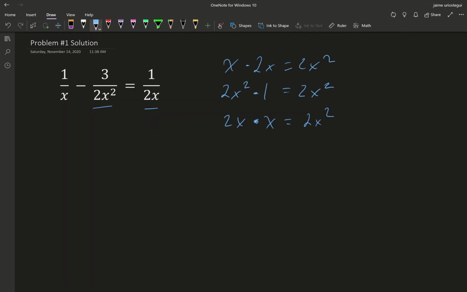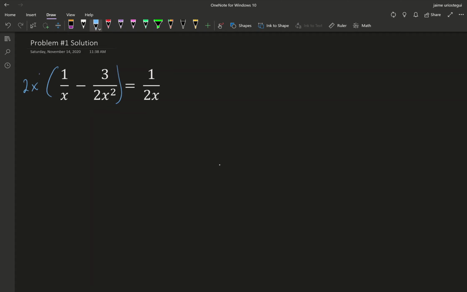We can take everything and multiply by that. So what we're going to do next is we're going to multiply both sides of the equation by 2x squared. So I'll multiply this side of the equation by 2x squared. I'm going to multiply this equation by 2x squared. This should get rid of all of our fractions.